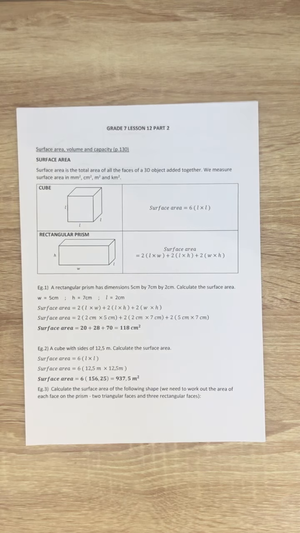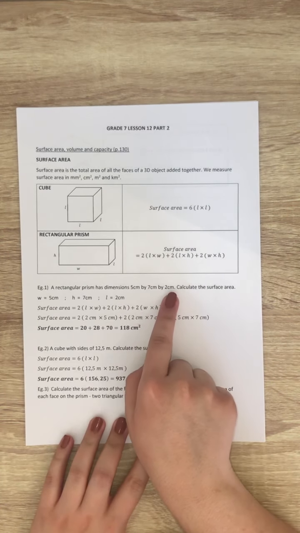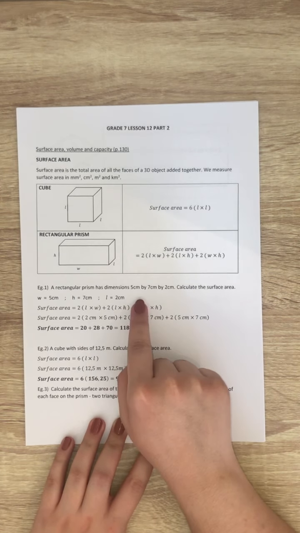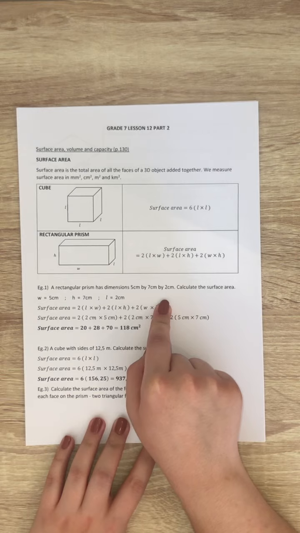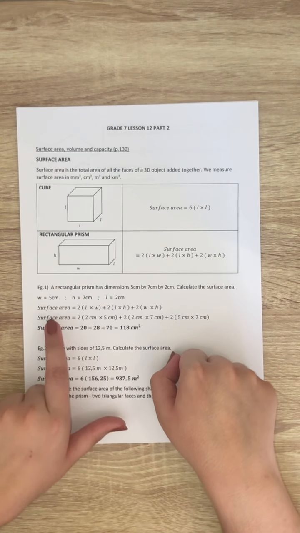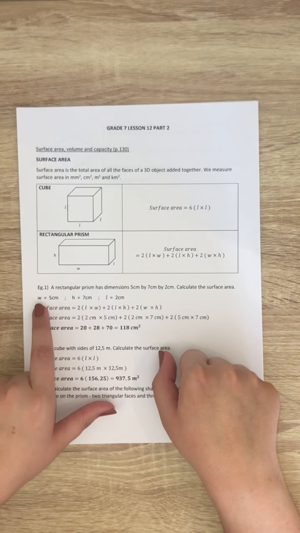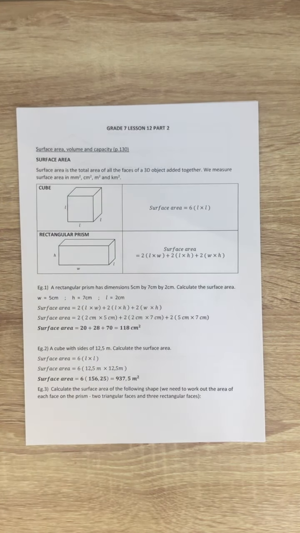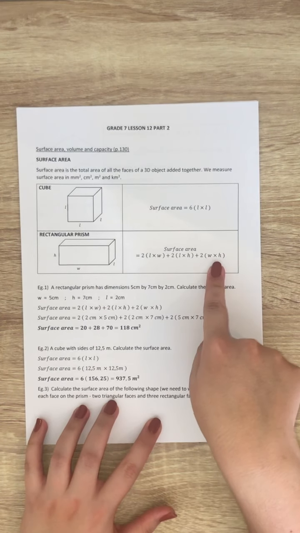So example 1 says a rectangular prism has dimensions 5 centimeters by 7 centimeters by 2 centimeters. Calculate the surface area. So when you get a question like this, they've given us the 3 dimensions. You can label any one of them width, any one of them length, and any one of them height. It doesn't matter which one you use. You'll get the same answer. So for this example, I said let's say the width is 5 centimeters, the height is 7, and the length is 2. Now I just substitute into this formula.